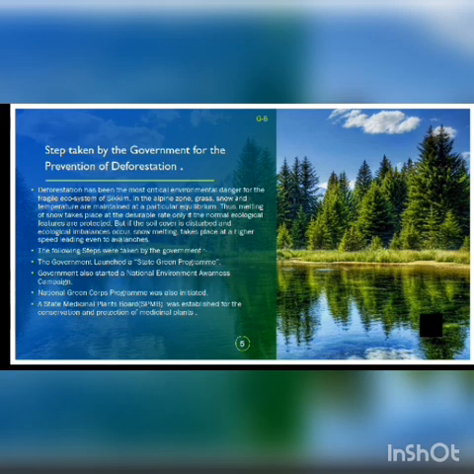The government launched a State Green Program. Government has also started a National Environment Awareness Campaign. National Green Corps program was also initiated. A State Medicinal Plants Board (SMPB) was established for the conservation and protection of medicinal plants.